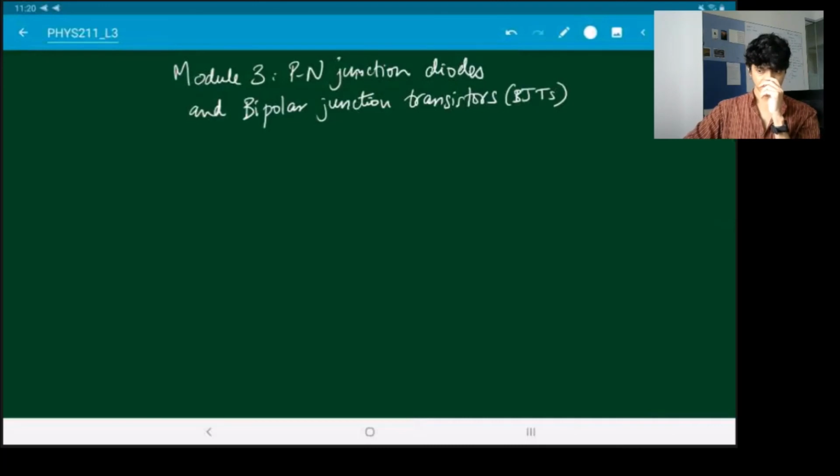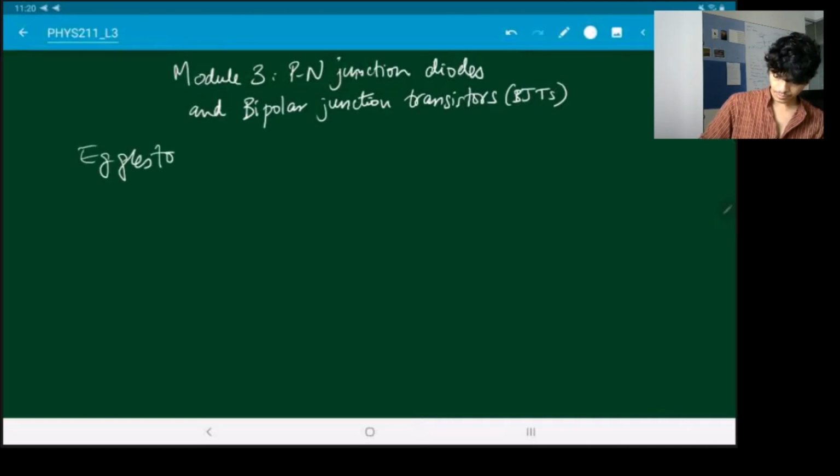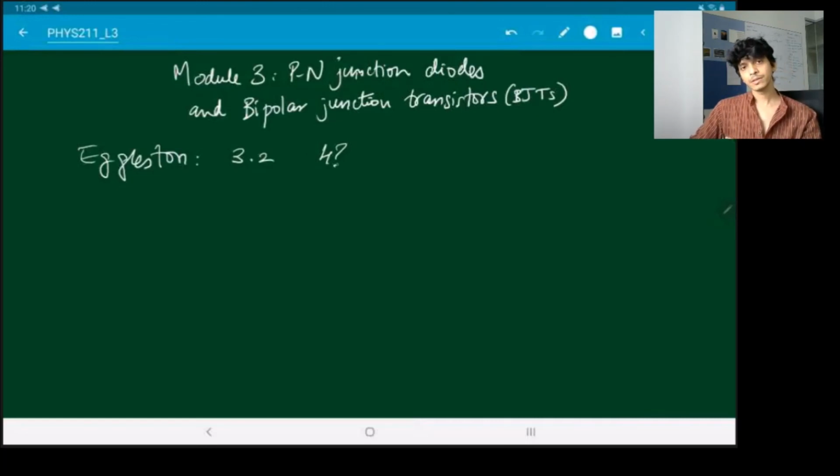Now, as far as the literature for this is concerned, you can look at Eggleston. In my opinion, Eggleston does not do much justice to these topics. So you can look at, for example, section 3.2 and maybe chapter 4. Eggleston concentrates a fair bit on the physics of what is happening inside the diode. So for example, no, I'll tell you about that later. But there is some amount of information in these chapters, but not as much as we need.